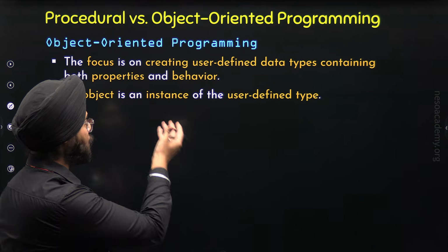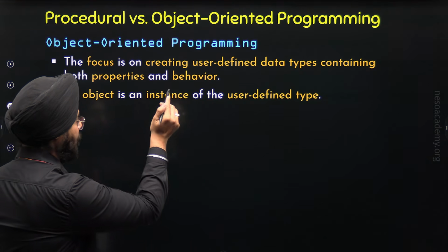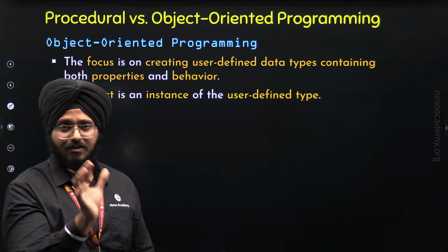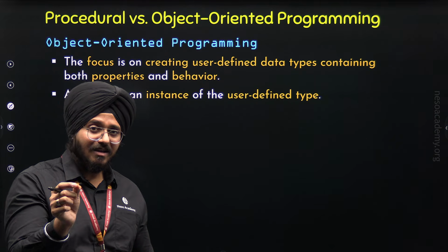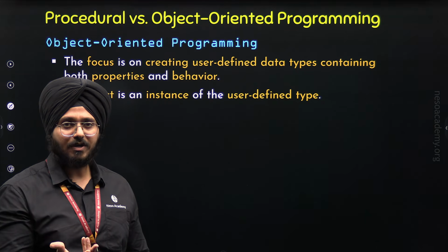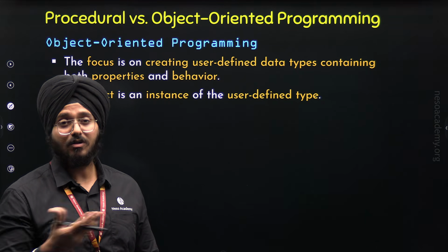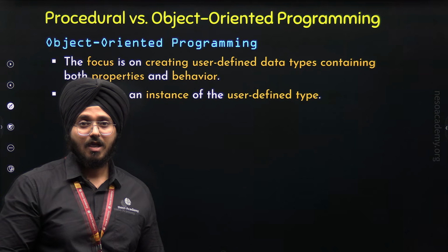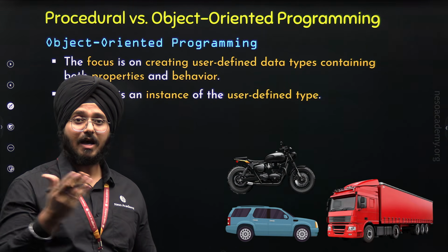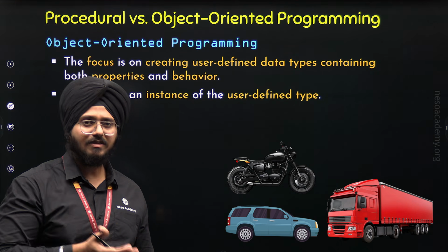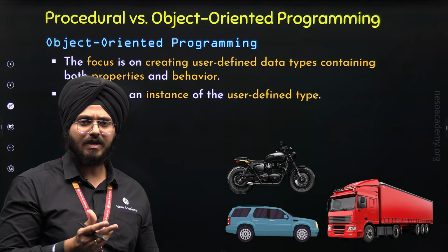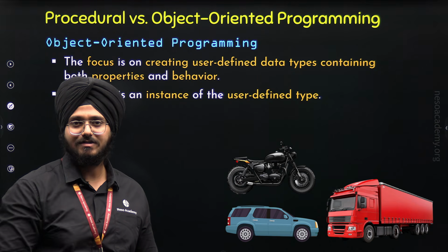We can understand this through an example. What is the meaning of instance? Let's say we have the class vehicle. Vehicle has many properties and behavior, and these properties and behavior are common to all the vehicles that we see. Now, we have car, bike, truck. These are different types of vehicles. We can call these types objects. They are the instances, or we can say occurrences, of the class.